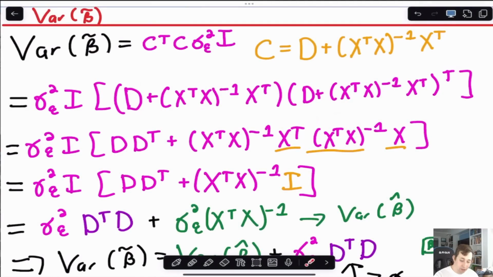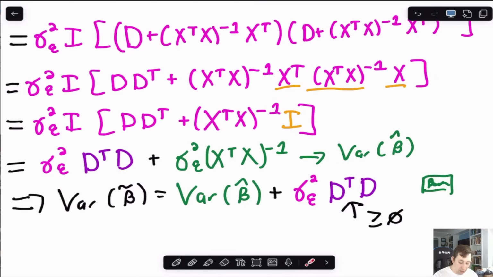Now I'm just going to invoke the fact that C is this D matrix plus my beta hat matrix, and plug that back in. I'll distribute that transpose, and I'll get D transpose D. I'm again going to get X transpose X inverse times X transpose times X, and that's going to cancel out and become an I just like that. I'm going to distribute the sigma squared epsilon. When I distribute it to the second term, I've seen this before. This is just the variance of beta hat. The term that's left over is sigma squared epsilon times D transpose D.